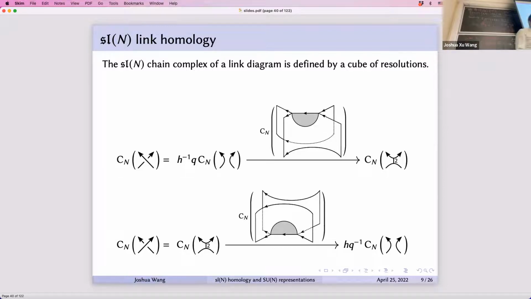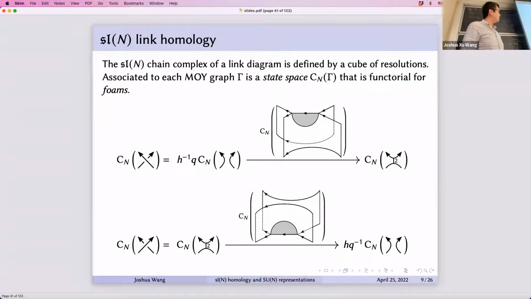And then associated to every MOY graph is a state space that I'll call C_N. And at every vertex, you've got an MOY graph and you associate to it its state space. And the state spaces have a property that if you have a cobordism between MOY graphs, those are called foams, you get a map between them. And so your chain group is the direct sum of all the state spaces over the vertices, and your differential is a signed sum of the maps induced by these elementary foams.